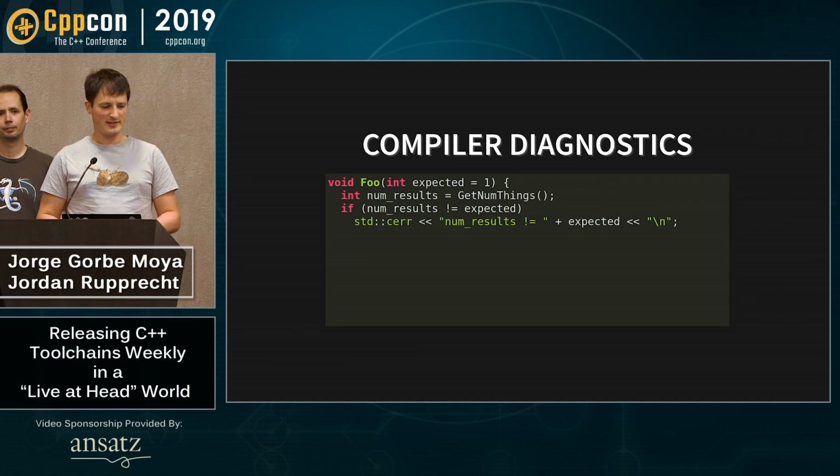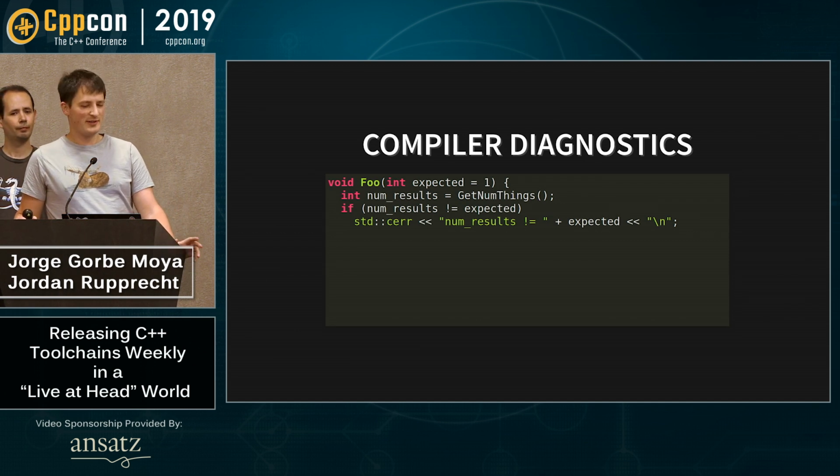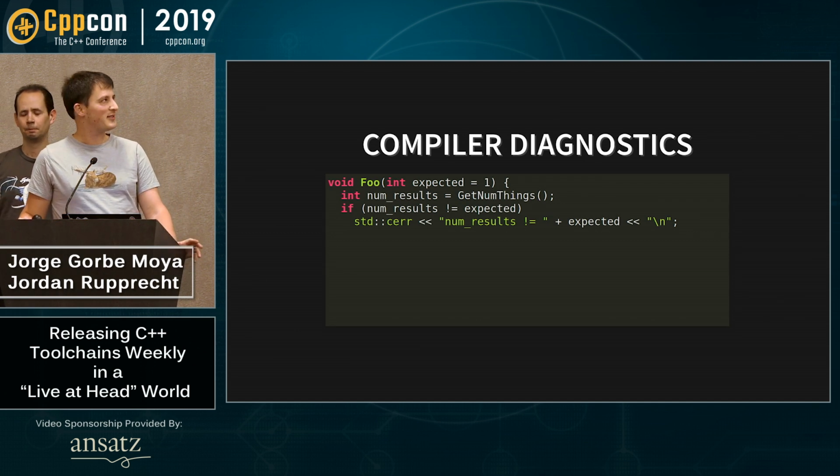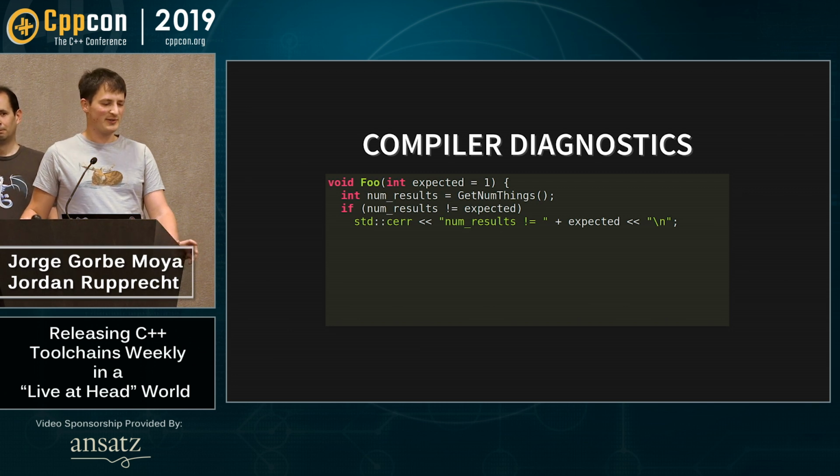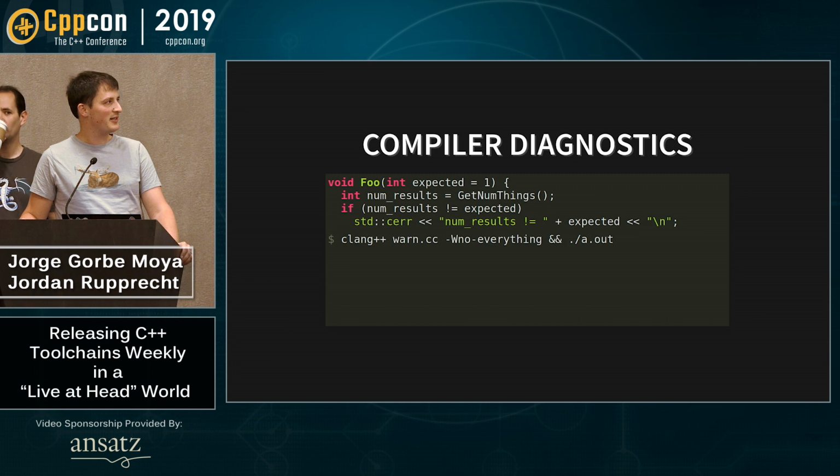So let's finally look at some code. You have this beautiful method here, lots of great variable names. You get some things, you check if it's what you expect, and if it's not what you expect, then you print a warning. So this looks fine. Let's run it, and let's ignore warnings for now, because who needs those?